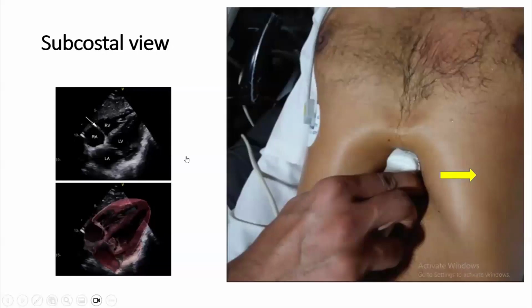The last view is the subcostal view. Your transducer will be in the subcostal area, subxiphoid, and the marker will be directed to the left. Press a little bit and you will get this subcostal view. You are seeing the heart now from below. You are seeing the right ventricle, tricuspid, right atrium, and left ventricle. This is the subcostal view.